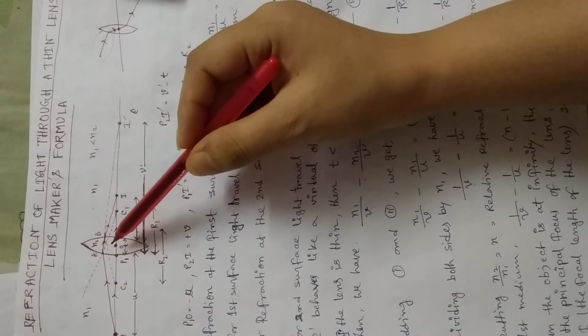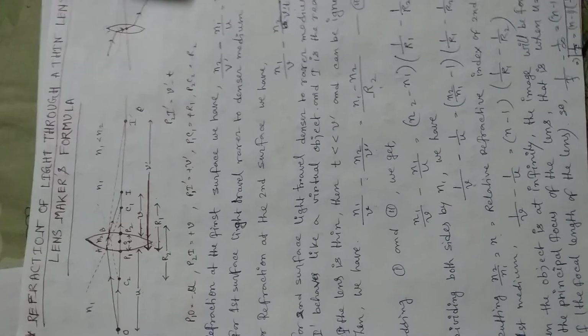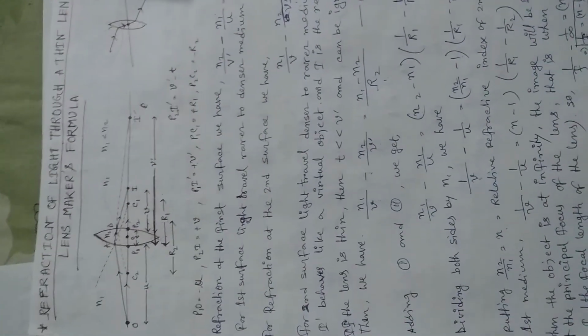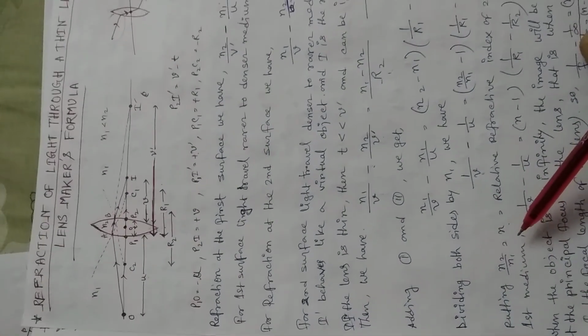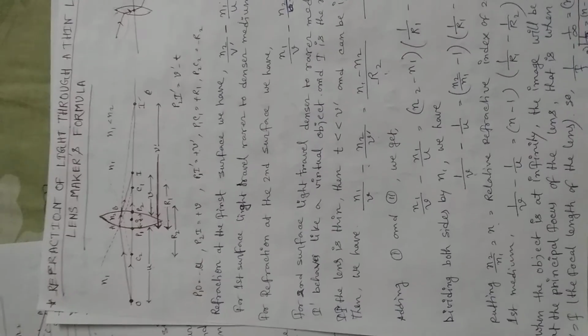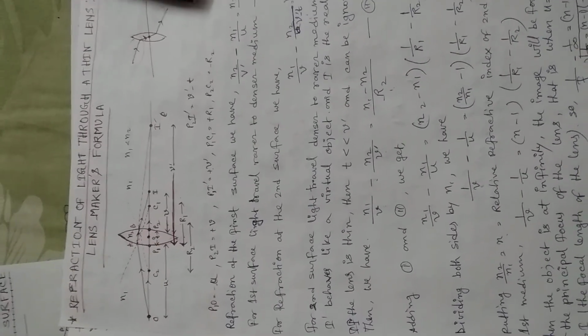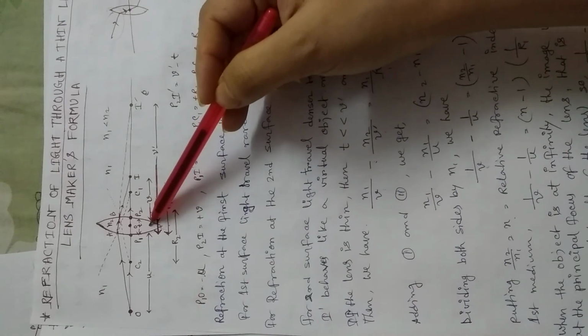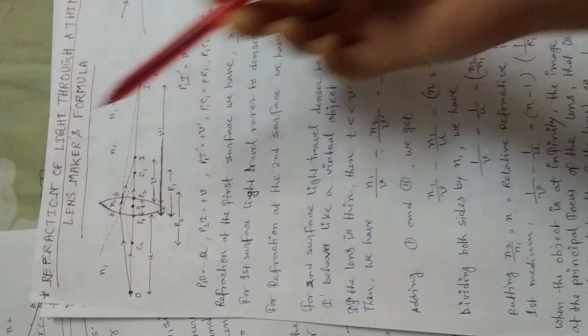Index of material of lens. N1 is the absolute refractive index of the surrounding of this lens. So N2 by N1 represents N, which gives us the relative refractive index of the material medium of the lens with respect to the surrounding.